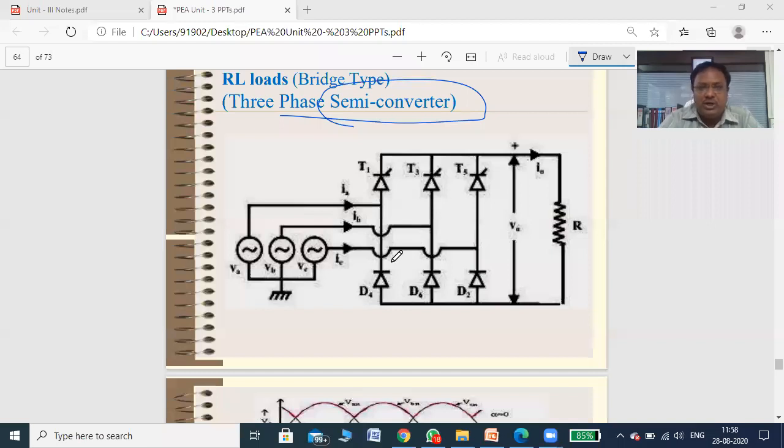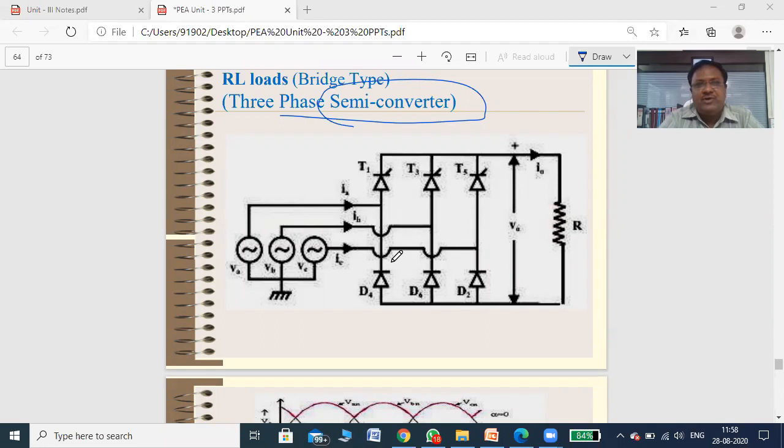Then three-phase fully controlled converter for R load, for RL load. Even semi-converter is also used for R as well as RL load, right? So again, two questions on a semi-converter, three questions on midpoint converter, and then at least three questions on fully controlled converter. So three-phase full converter for R load, three-phase fully controlled converter for RL load, and three-phase fully controlled converter for RL load with a freewheeling diode. So again, it may be three questions.